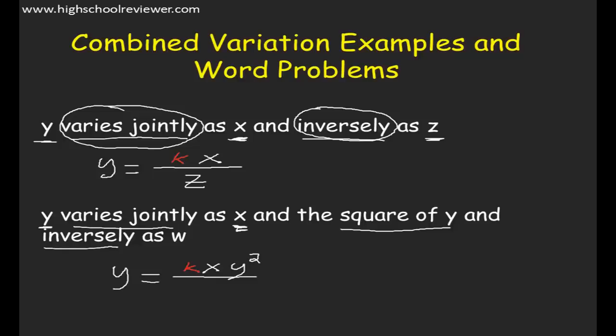And the variable that varies inversely is w, and that is written on the denominator.